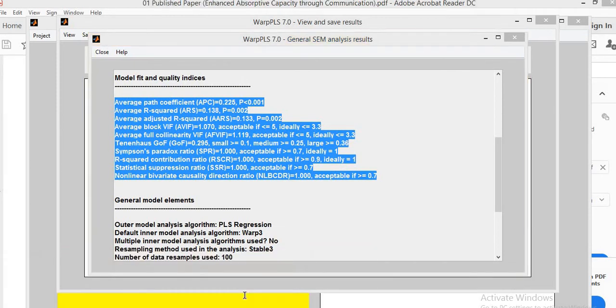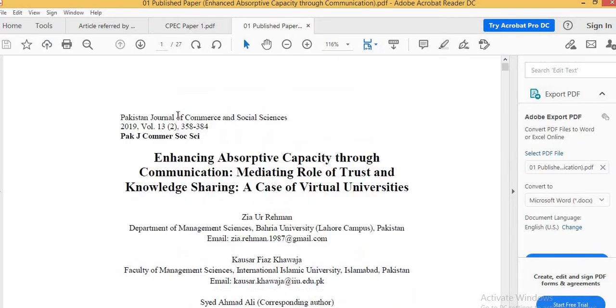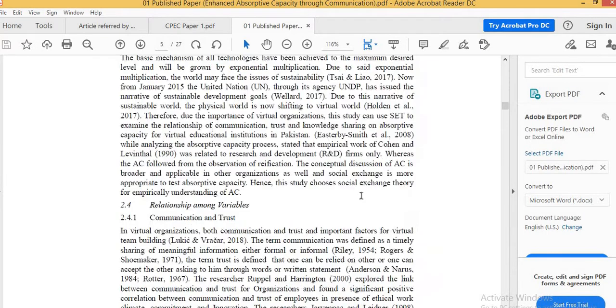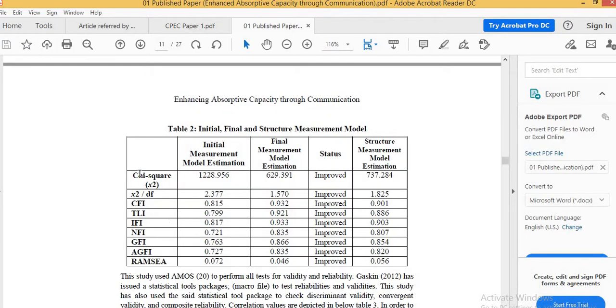So this is the model fitness in PLS, and now I am going to show you the model fitness in AMOS. In AMOS software, this is one of my papers which was published in 2019. There is a table of model fitness. So in AMOS software, you need to show the values of chi-square divided by degree of freedom, CFI, TLI, IFI, NFI, GFI, AGFI and RMSEA, and there is an acceptance level of these figures. These figures must be under the threshold values.